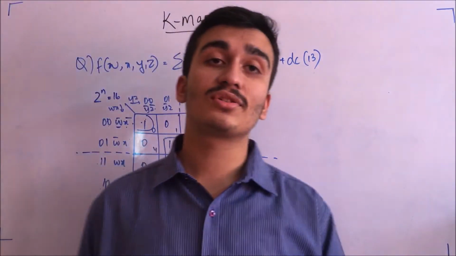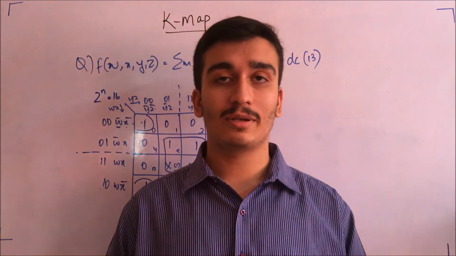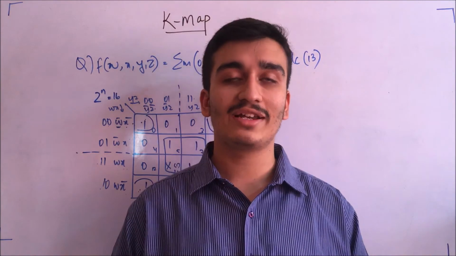So I hope you've understood how to go about problems related to 4 variable K-maps and how to form the groups and find the output expressions.